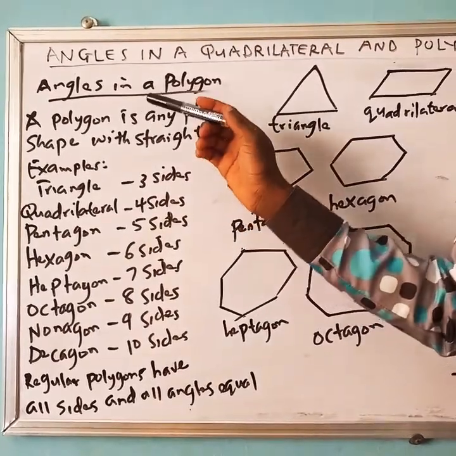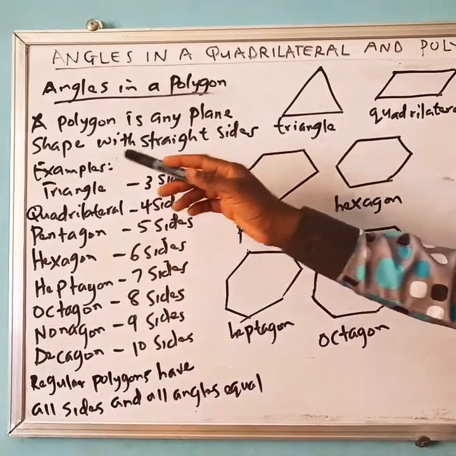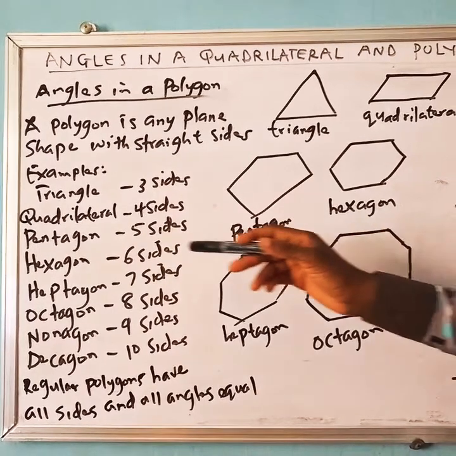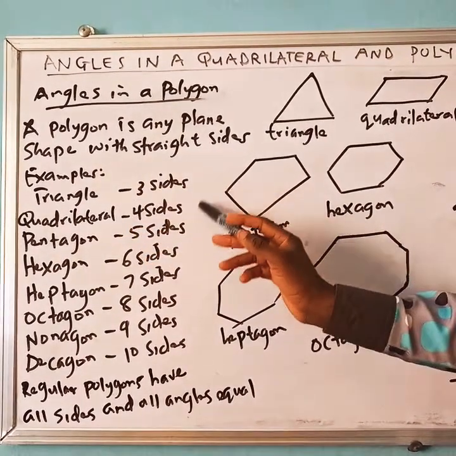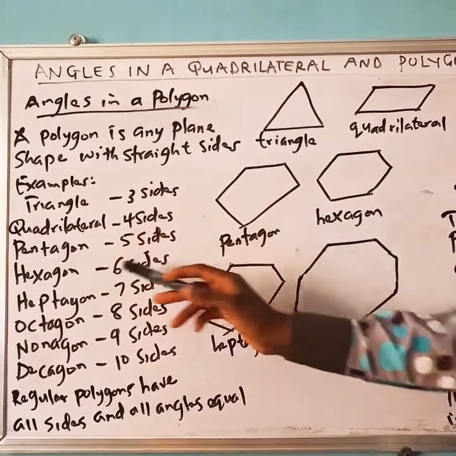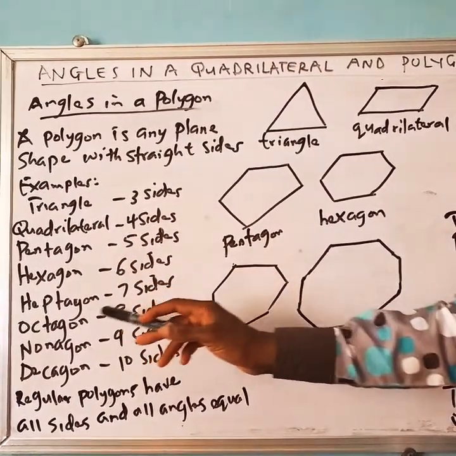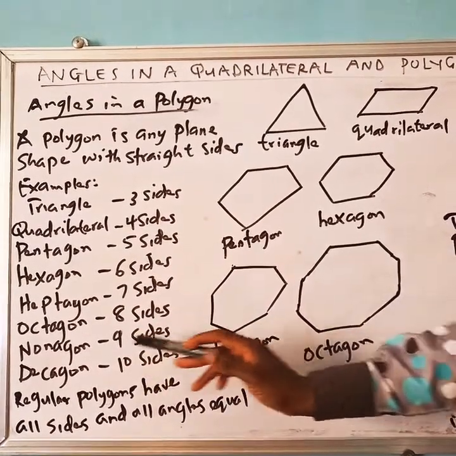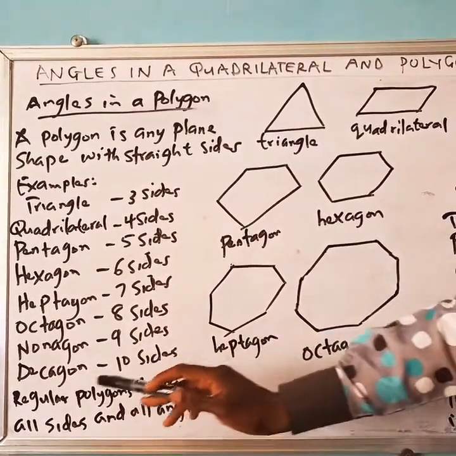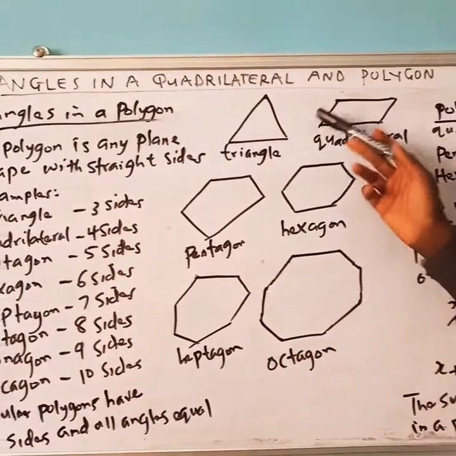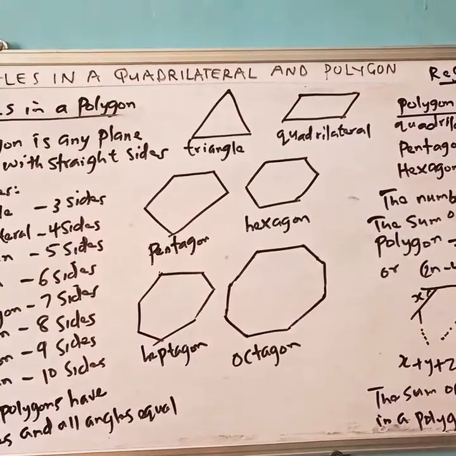Angles in a polygon. A polygon is any plane shape with straight sides. Example, a triangle has 3 sides, quadrilateral 4 sides, pentagon 5 sides, hexagon 6 sides, heptagon 7 sides, octagon 8 sides, nonagon 9 sides, decagon 10 sides. Some regular polygons have all sides and all angles equal. These are examples of regular polygons.